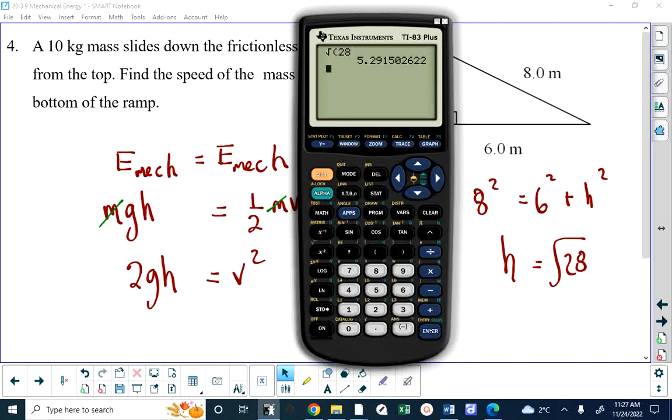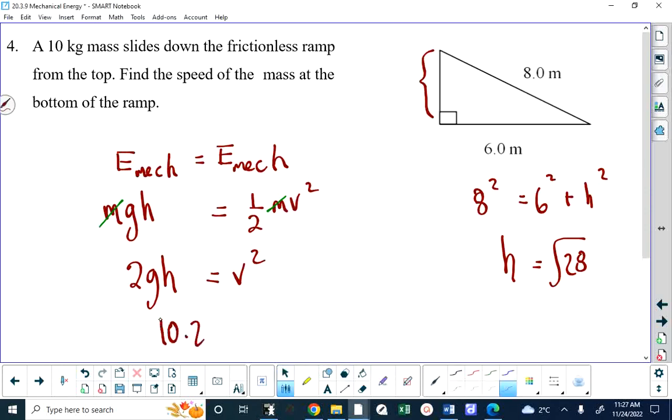Because in math, we don't want decimals, but in physics we do want decimals. We don't want to write roots as answers. So this is my height times 2 times 9.81. Don't forget to take the square root. It's moving at about 10 meters per second, 10.2 meters per second. You good?